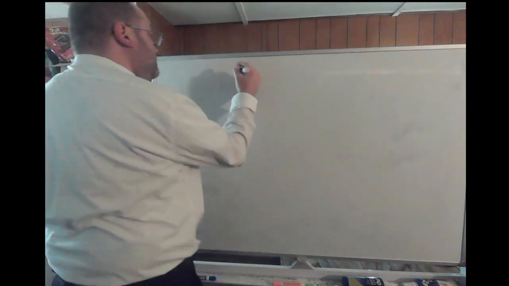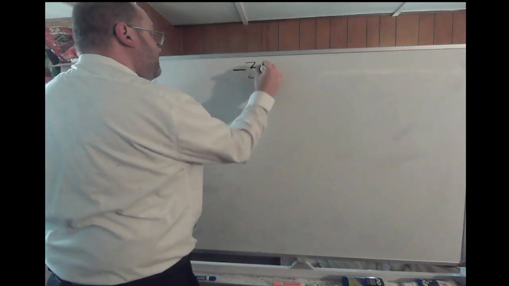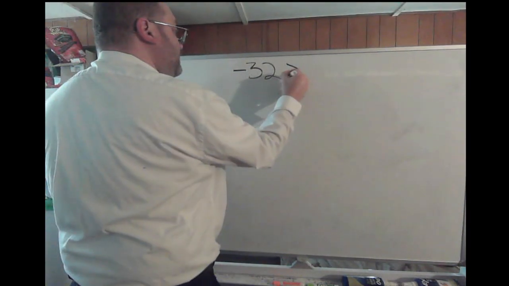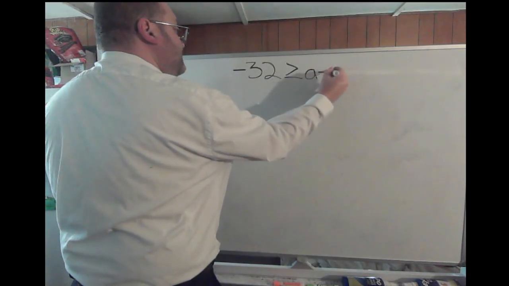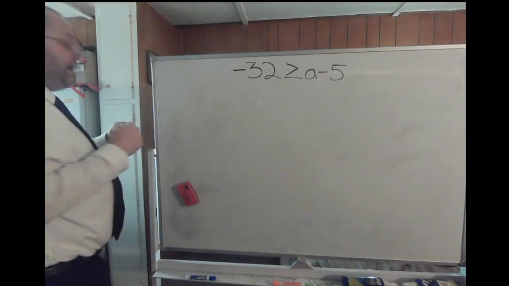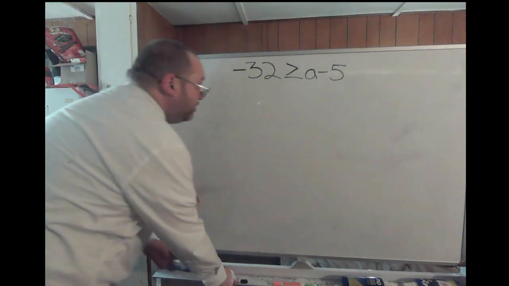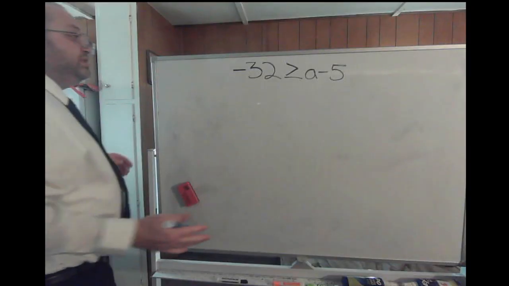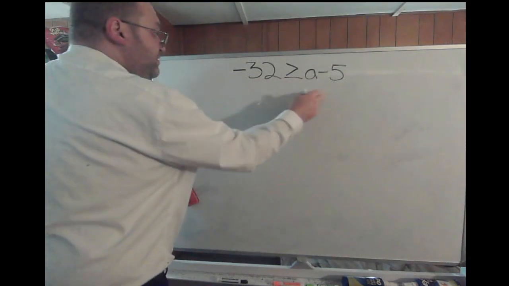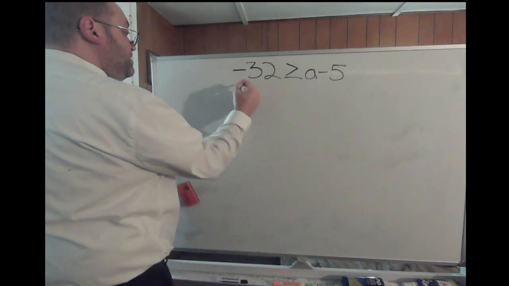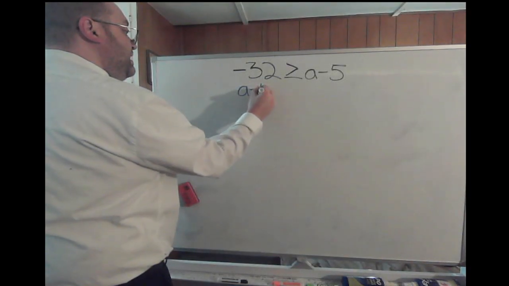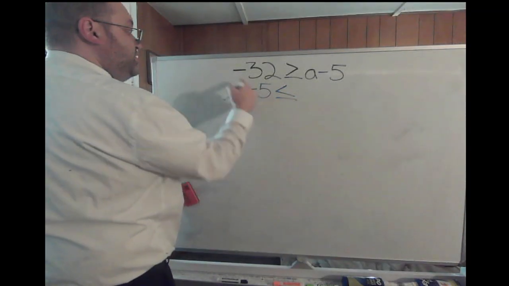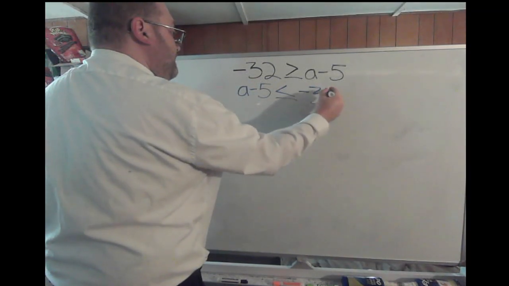Alright, another one. We got negative 32 is greater than or equal to a minus 5. So we have a problem just like the last problem here. We want to put the a minus 5 on the left and negative 32 on the right. So we can do that by putting a minus 5 on the left, flipping that greater than or equal to into a less than or equal to, and then the negative 32.